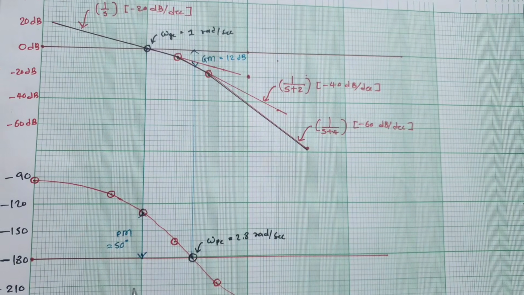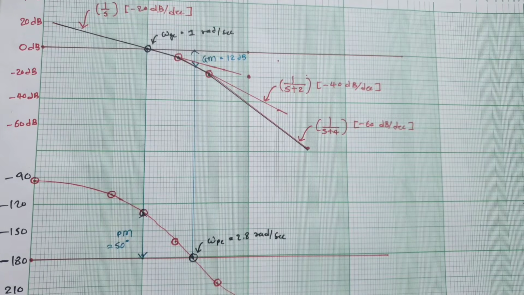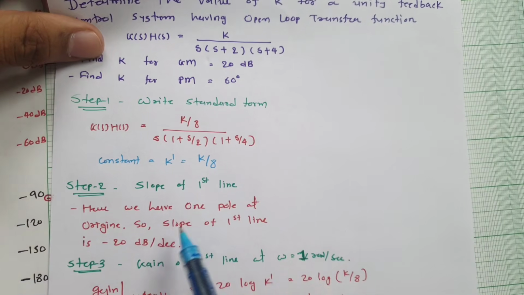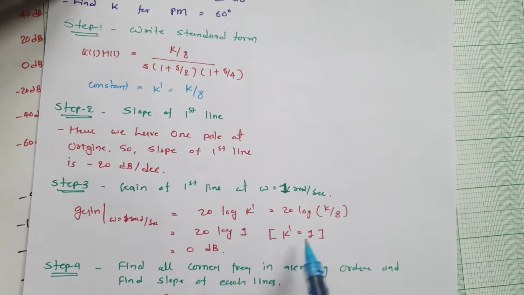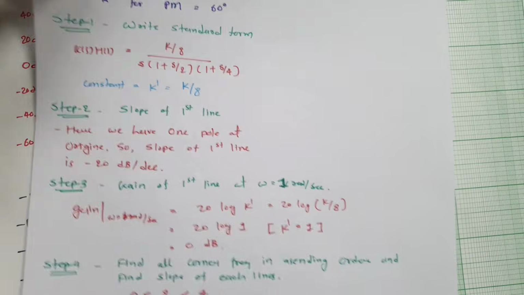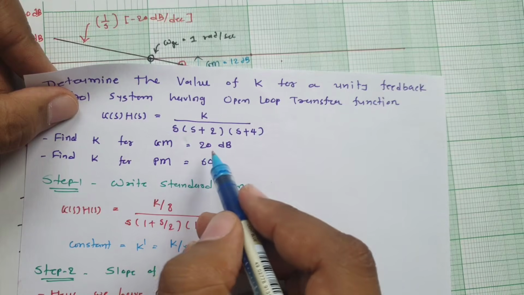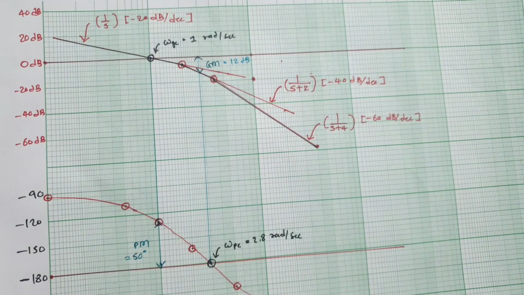And this is what we have for which values? This is what we have for k dash equals 1. k dash is k by 8, and we have kept k dash equals 1 to have this plot. Now our question is: find the value of k for gain margin equals 20 dB.